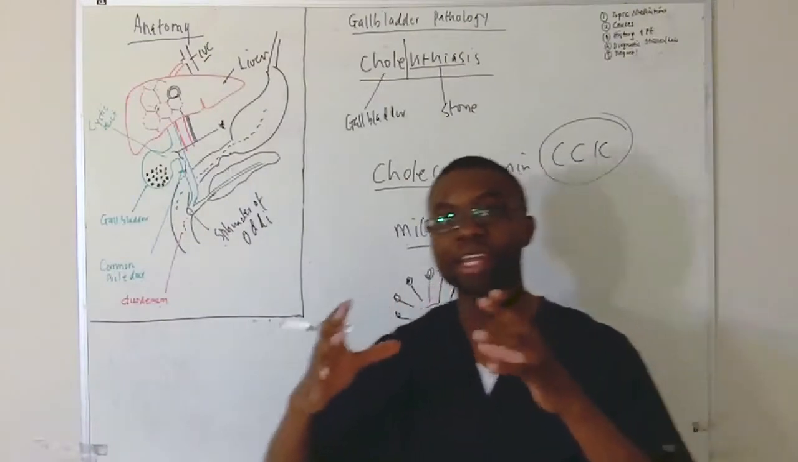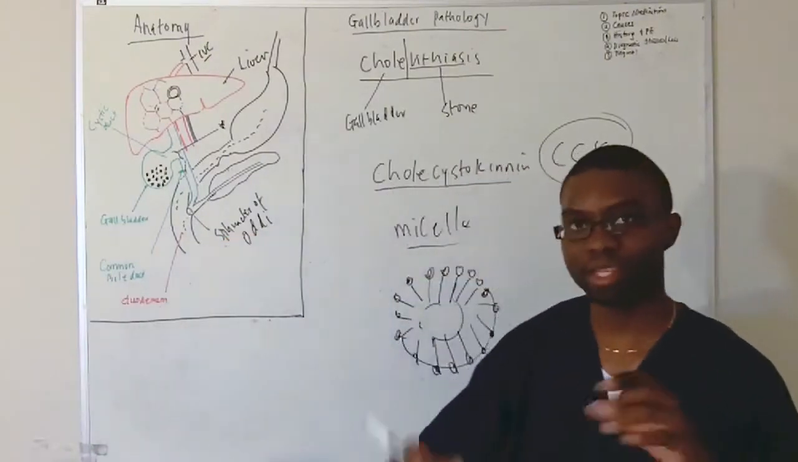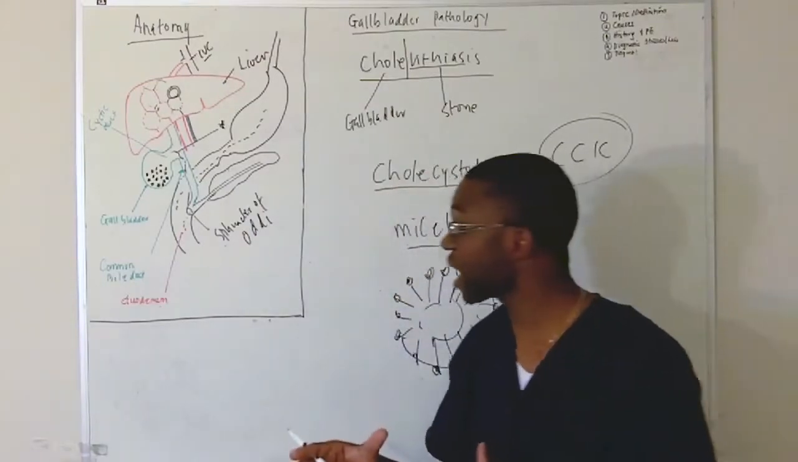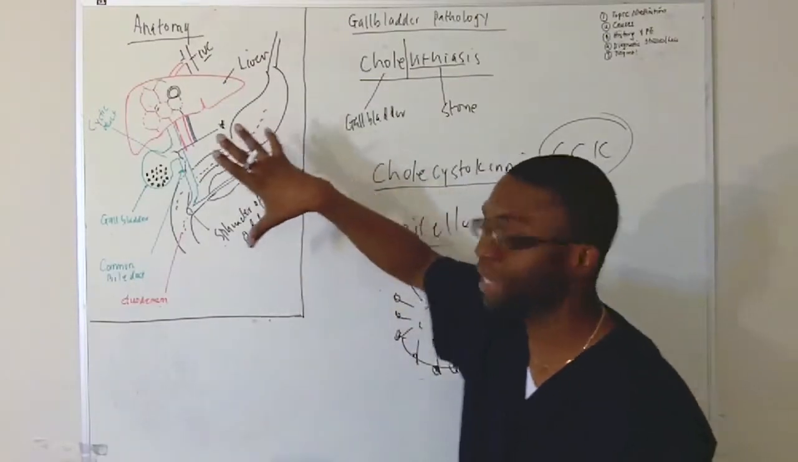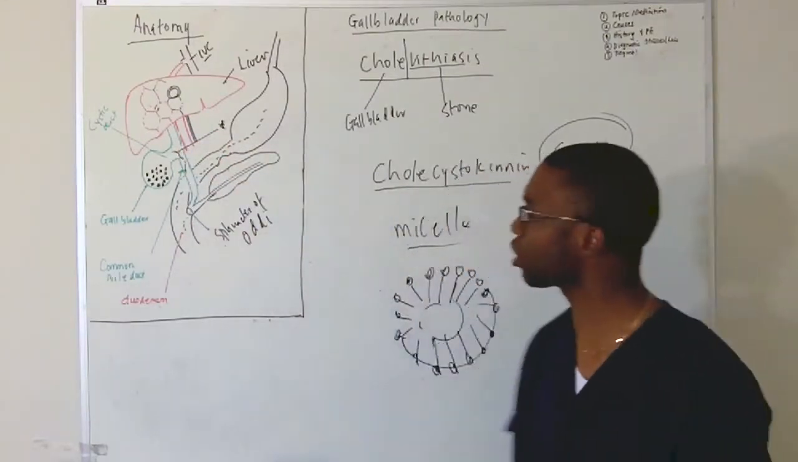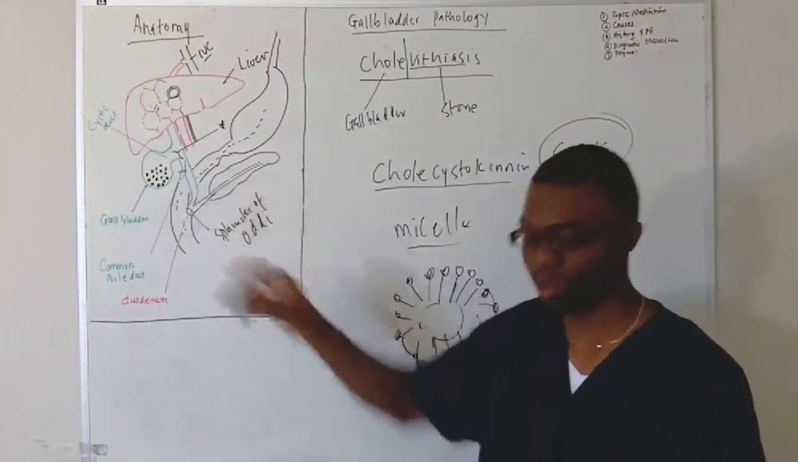Breaking long chain fatty acids into what? Glycerol and shorter chain fatty acids, right? But that's just basic physiology. The most important thing is to understand the anatomy that I just broke down, because everything we're going to be talking about is going to be focusing straight on this picture, okay?